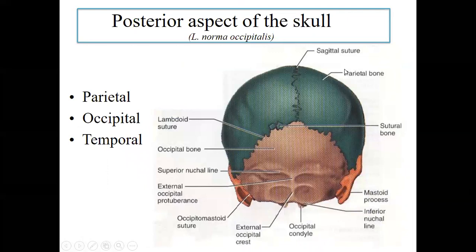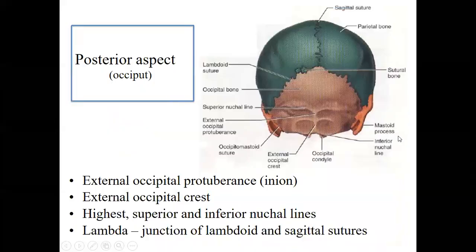Now we're going to see the skull bone from the posterior aspect, from the back of the skull. These are the bones that you can see from the posterior aspect. Posteriorly you can see the parietal bone, the occipital bone, and also the temporal bone. Now we're going to discuss a few important landmarks that you can see on the posterior aspect.